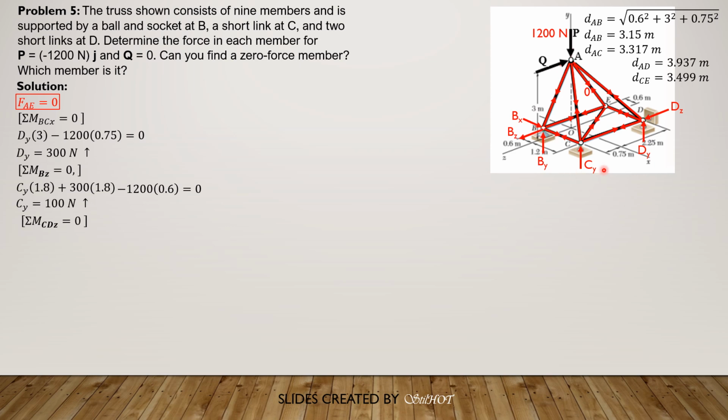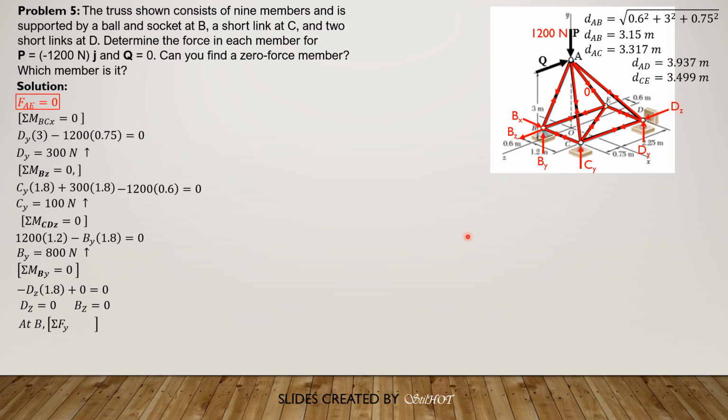1,200 times 1.2 minus BY times 1.8 equals 0. So BY is equal to 800 newtons. Then summation moment about dy equals 0 by right thumb rule. So negative dz times 1.8, then no more, equals 0. So dz is 0. So summation forces along z, so bz is also 0.